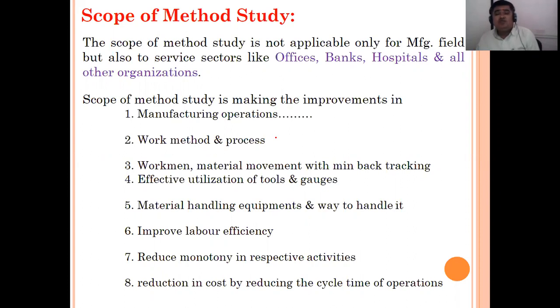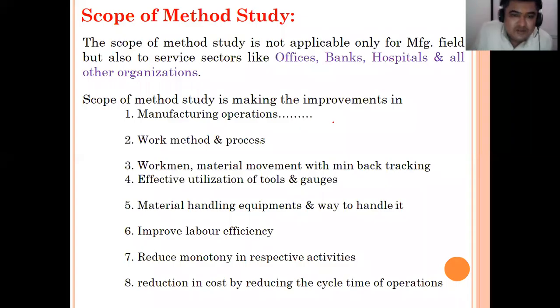That is also possible with method study. Reduce the monotony in respective activities. So what respective activities are there? That we also have to think. And reduction in cost by reducing the cycle time. So if cycle time is reduced, we can reduce the cost, we can increase the profit. So these we can call the scope for method study.